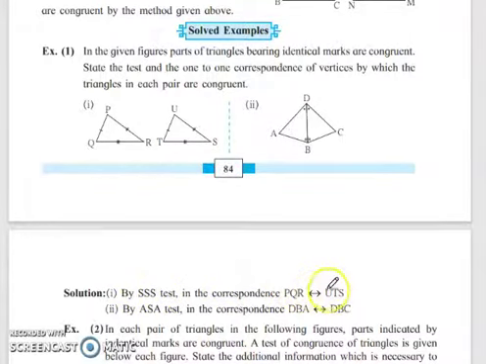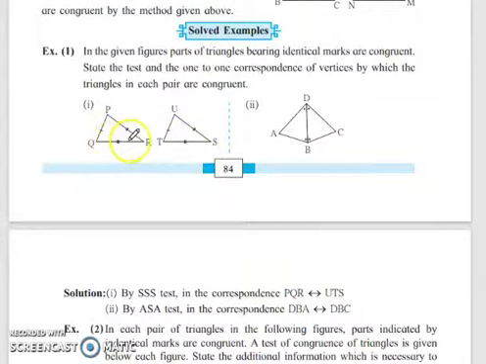Here we can see that there is one identical mark on PQ and UT. That means these two sides are congruent to each other. The length of this side PQ is equal to the length of this side UT. Then there are two vertical lines on this side PR and two vertical lines on this side US. That means the length of PR is equal to the length of US. So these two sides are congruent to each other. Here are three vertical lines on side QR and three vertical lines on side TS. That means this side QR is congruent to this side TS.